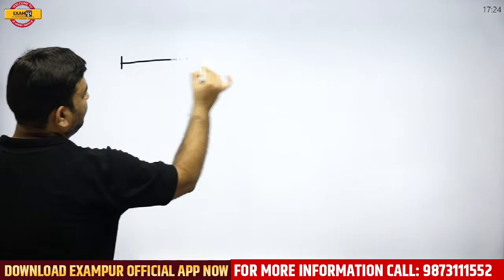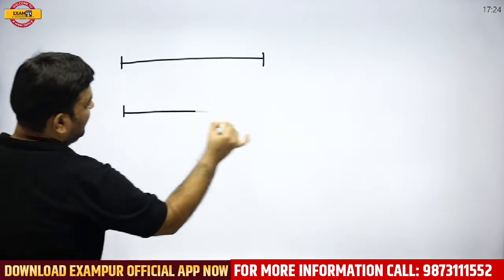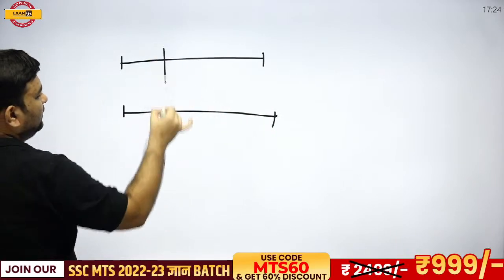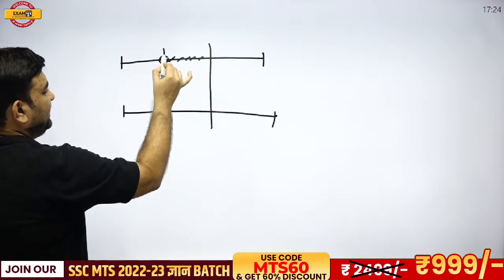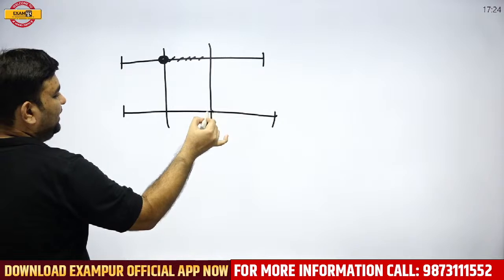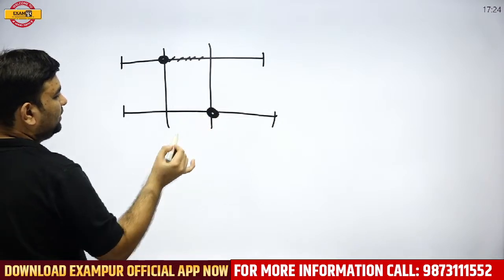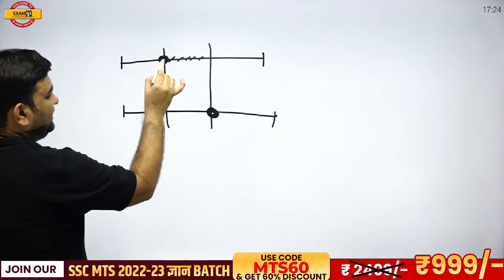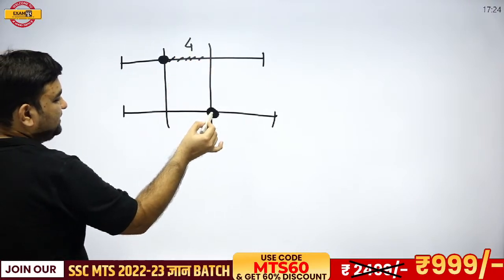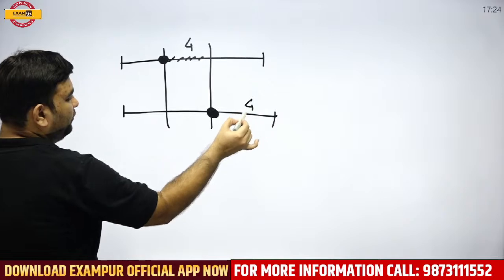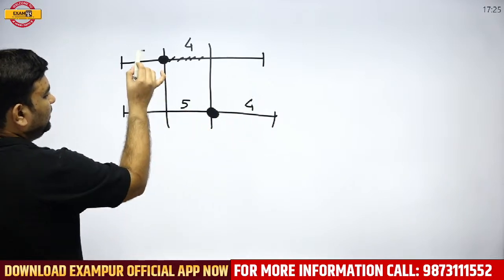The only concept was this, that whatever the time saving is, it is because of the middle portion. If the accident has happened over here, reduced speed 4, but here it is 5.